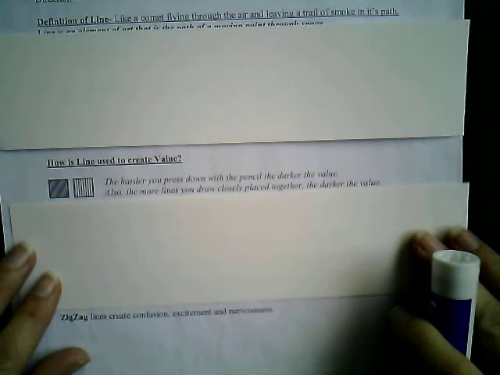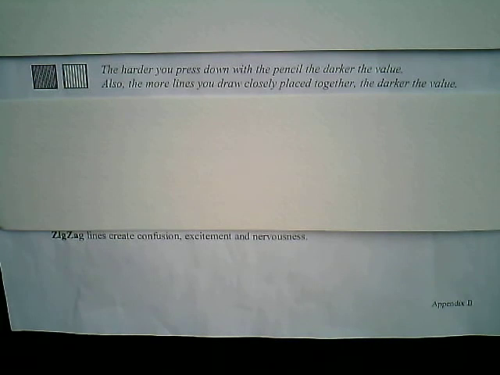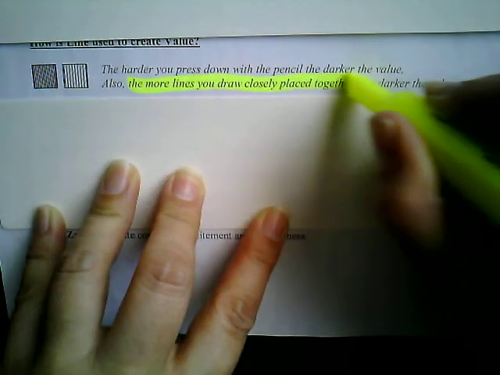So now if you look at those little two squares that you have on your paper, you have the opportunity to show me how value is created with line. So you can do more lines on one to make it look like a darker value, and then you can create less lines to make it look lighter. When you're done doing the lines on those squares, you can go ahead and write the definition, which is right next to it. The one that I'm going to highlight is the one that we talked about, which is the more lines you draw closely placed together, the darker the value.